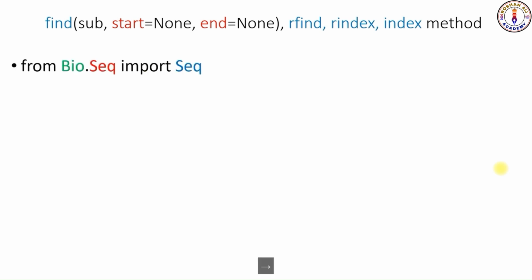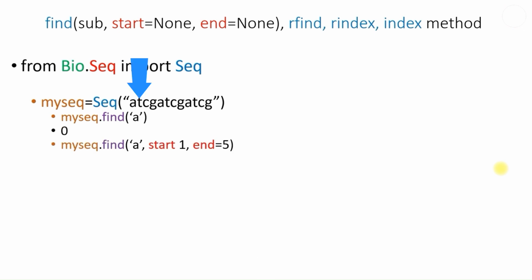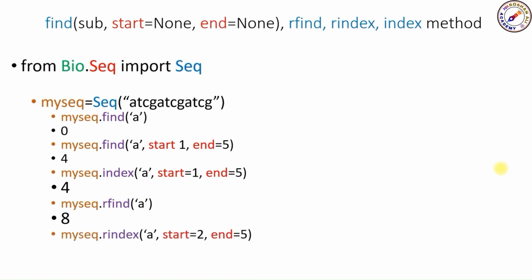Let's find the position of the first letter A in the given sequence. The first A is at position 0. Now let's set the boundaries from 1 to 5. The first A is found at position 4 inside the boundaries set. Index means the same thing. rfind and rindex give the position of letter A found at the first position from the right side inside the given boundaries set with start and stop positions.